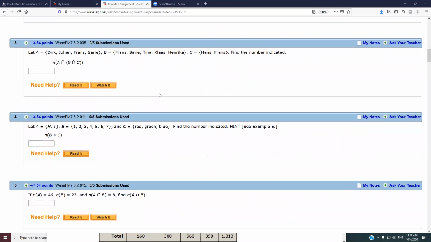All right. How about if we go to number 4? Number 4 says find the cardinality of B Cartesian product with set C. All right, well, I could try to list out B Cartesian product C. So I could take the number 1 and match it up with red. I could take the number 1 and match it up with green, etc. But I don't want to do that because that's going to be some extra work.